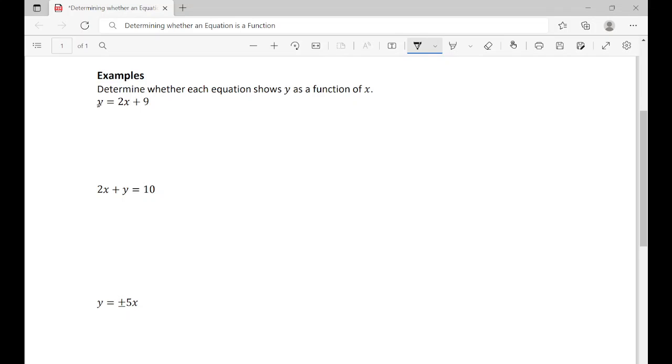So we have the equation y equals 2x plus 9. And like I said before, if you can solve for y, get y equals an equation, then it is a function. Since we have y equals just 2x plus 9, we can say that this equation is a function.